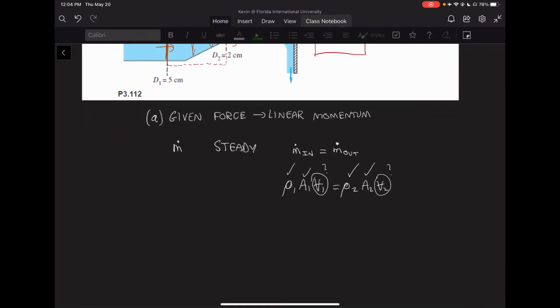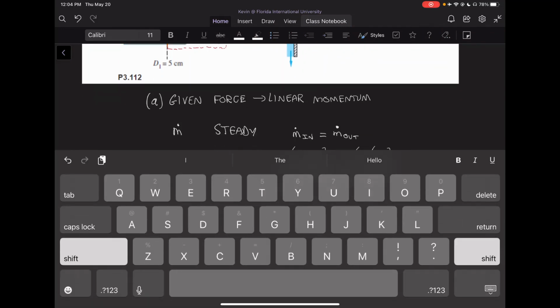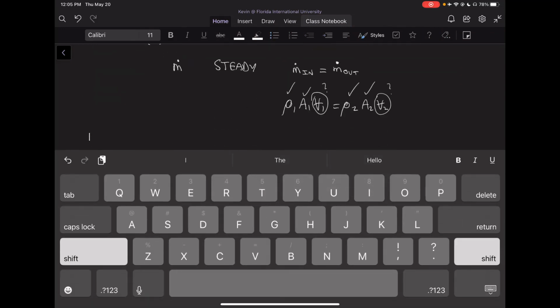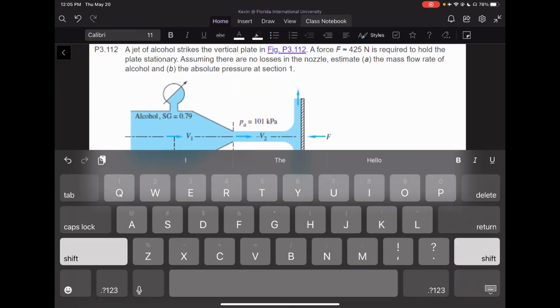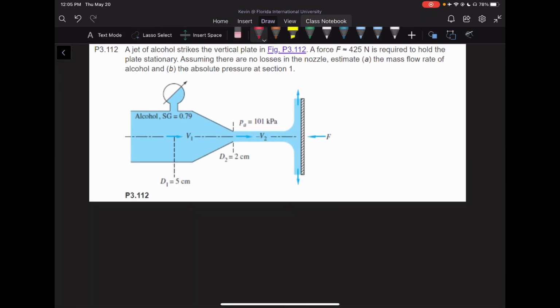Let's look at the momentum balance. I'm going to copy over the diagram and the question again, so that we have a clean drawing and can draw on it again. If we do a momentum balance, we can now analyze our system to figure out our mass flow rate.